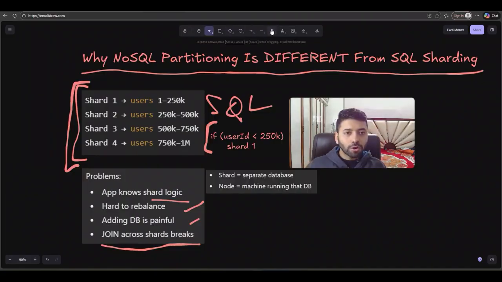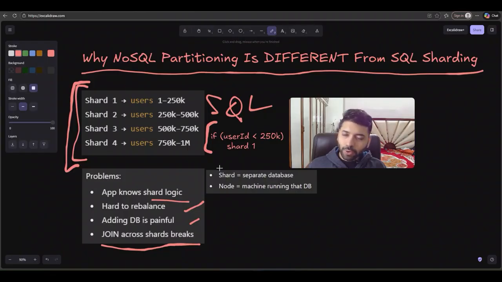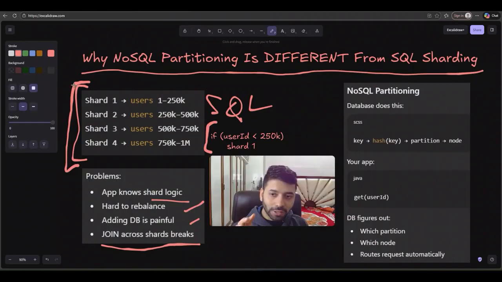But when we talk about NoSQL, things are different. So you can think of a shard as a separate database on a separate machine, whereas a node represents the machine running that database. Okay, now this was about SQL sharding, but when we discuss NoSQL partitioning, it is the database which will decide all the things.